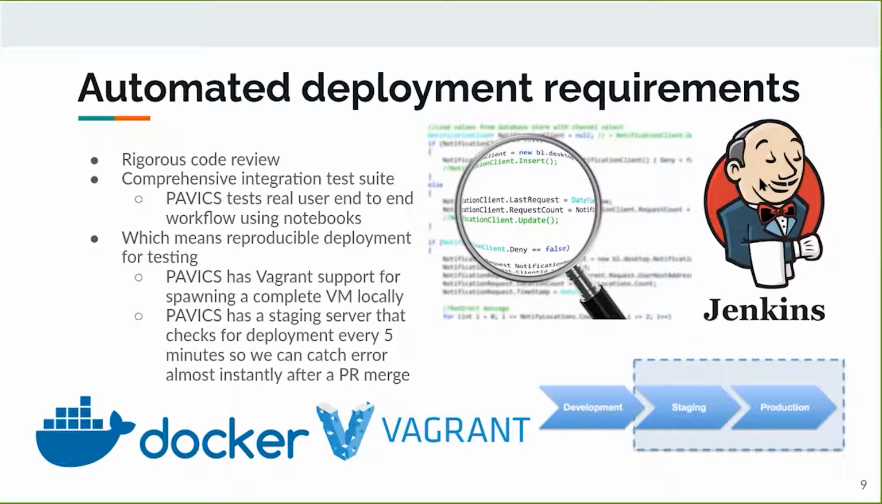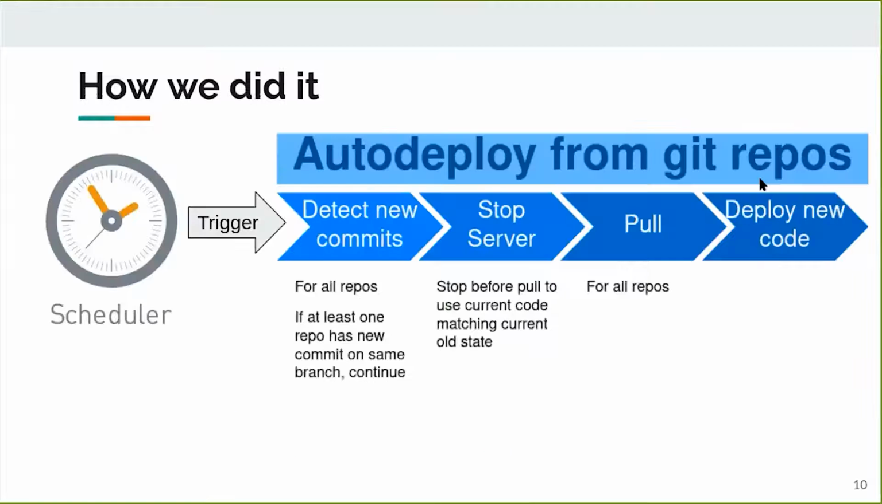For reproducible environment, we also use Vagrant to spin up a complete VM. The stack is based on Docker, so very helpful for reproducible environment. And our staging server actually checks for deployment every 5 minutes. So as soon as something is merged, it's being deployed on the staging, and developers can immediately assert if something is wrong or if it works correctly.